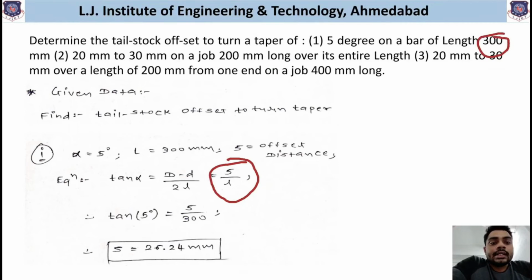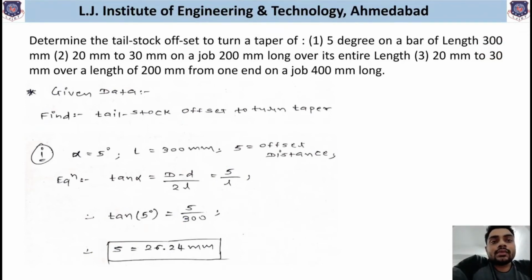So just tan 5 degree into 300, that will give us the required answer, and if we solve this you will get the answer, that is 26.24 mm. That means to obtain a 5 degree taper on a bar of length 300 mm, the required offset on the lathe machine is 26.24 mm. So this is our first answer.